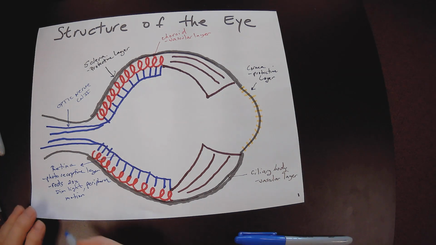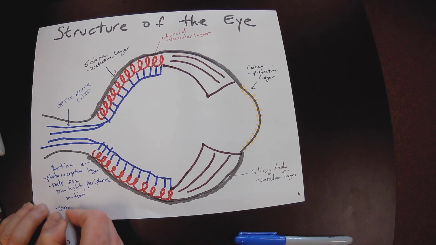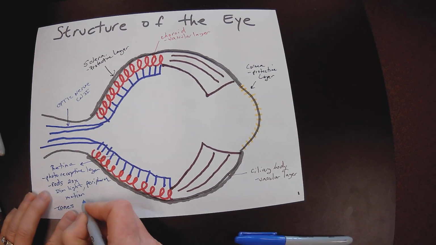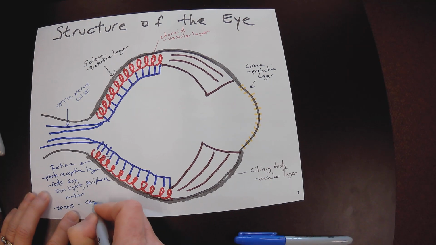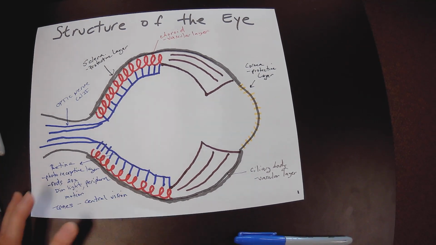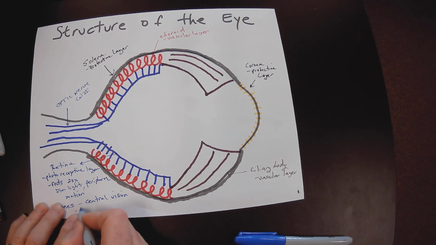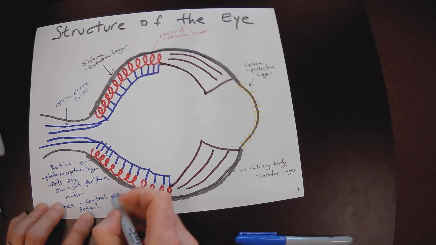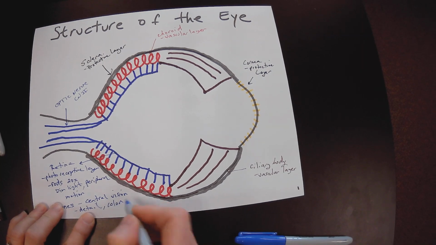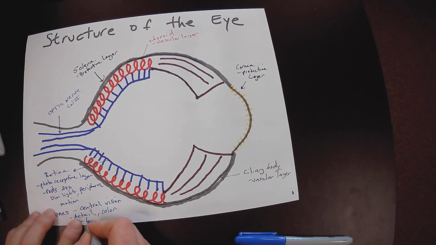Okay. And the cones, another part of the receptive layer, are for central vision. Everything right up front, what you see in front of you, they're the detail, so they're good with fine detail and color. Okay, and they like bright light.